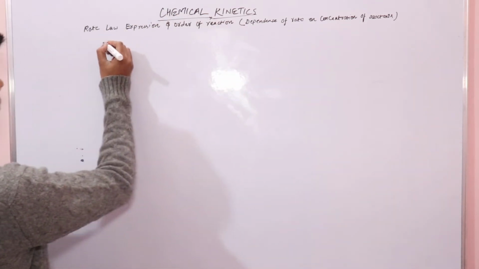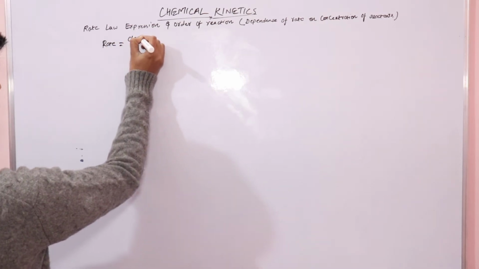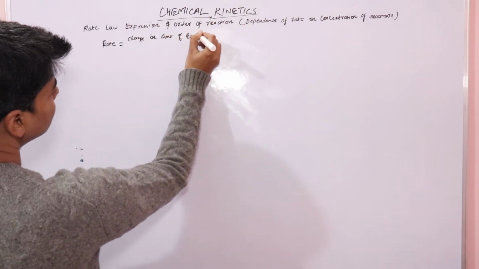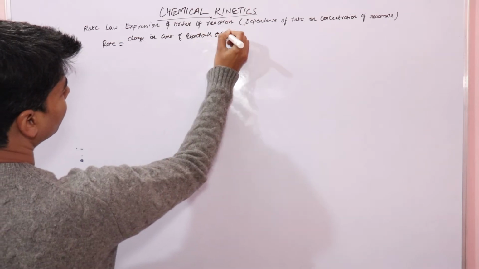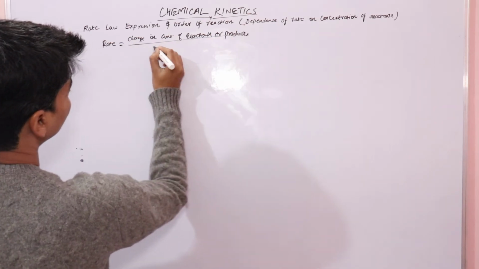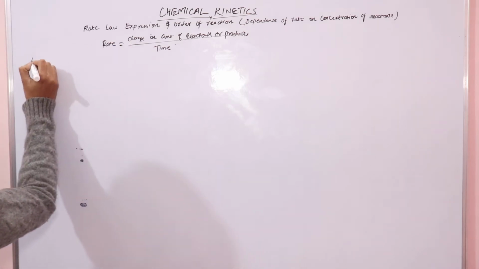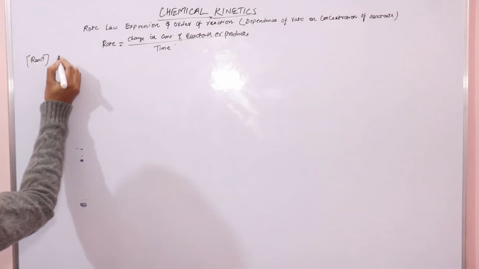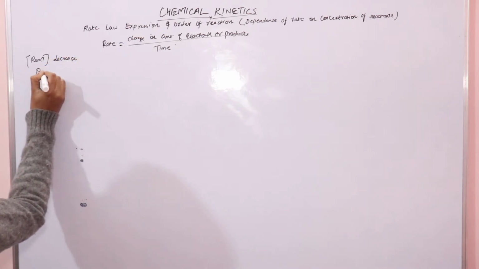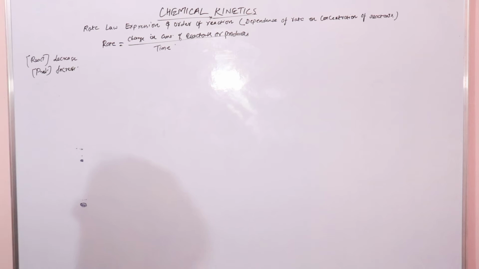We said that rate is equal to change in concentration of reactants or products divided by time, right? So the concentration of reactants decreases with time and the concentration of products increases with time, right?